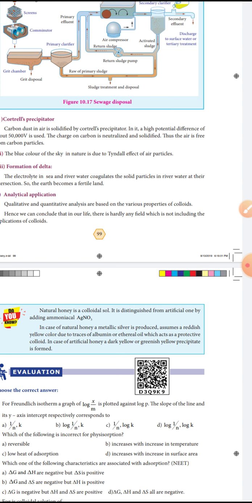The next purpose, analytical. Qualitative and quantitative analysis are based on the various properties of colloids. In the 11th standard we will do the practical and qualitative analysis, and in 12th, quantitative analysis. So qualitative and quantitative analysis are based on various properties of colloids.